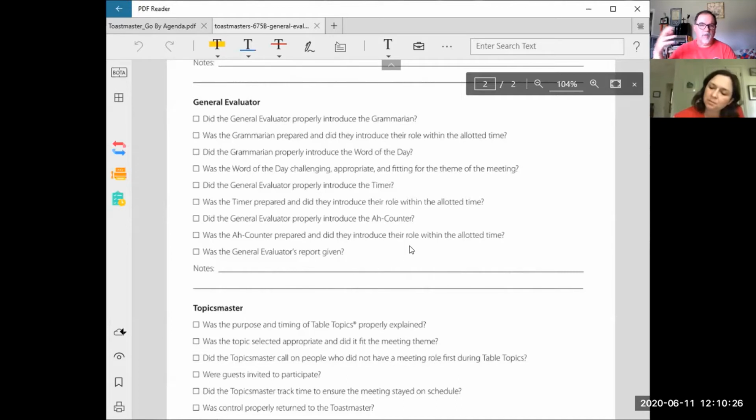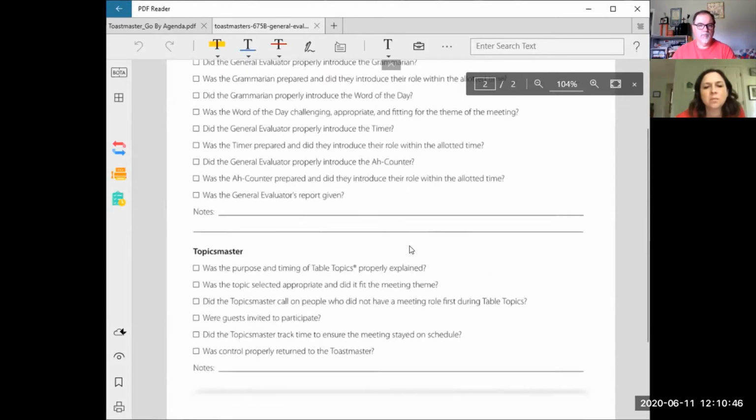Did we talk about the timer? Did we get the timer, especially online? So who's the timer? What do your timing indicators look like, right? Did they announce who the grammarian is? And then was the general evaluation report given, of course.